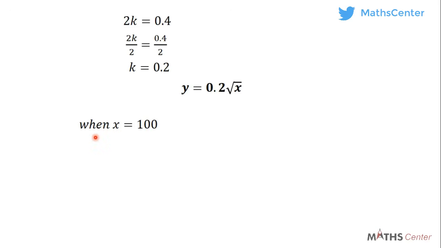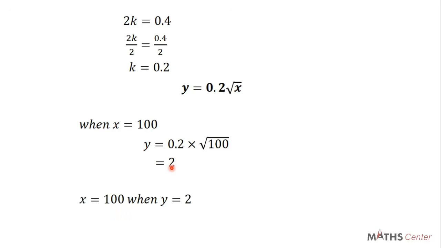The question said we should find the value of y when x is equal to 100. So when x is equal to 100, what is the value of y? We have just found out that the expression that we are going to use is y is equal to 0.2 square root of x. So we can replace this x here with 100 since x is 100 in this case. So we have y is equal to 0.2 times square root of 100. And this will give us 2. So from here, we can say that when x is equal to 100, y is equal to 2. Or x is equal to 100 when y is equal to 2.